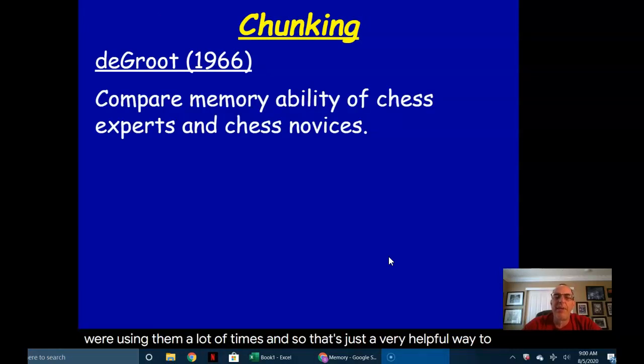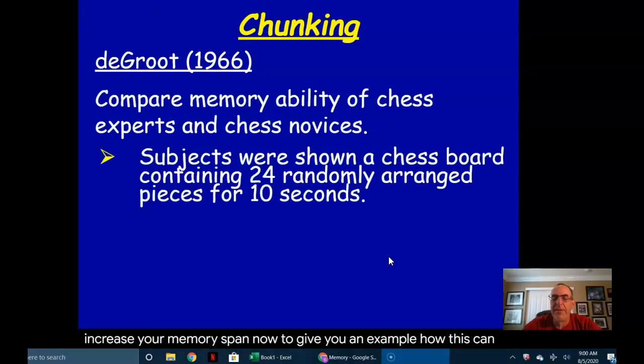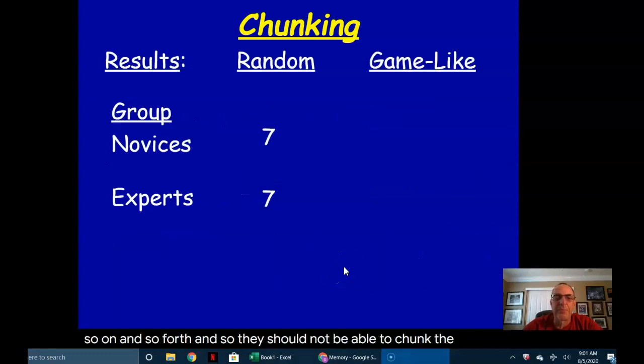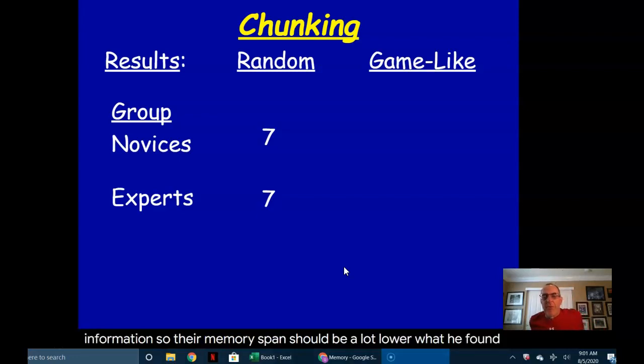Now, to give you an example of how this can actually be done, De Groot in 1966 did a classic study where he had novice and expert chess players study a list of chess pieces on a chessboard for 10 seconds. And after they studied their positions, he then removed all the pieces and asked them to put them back to the original position. Now, the idea here is that the experts, because they understand the game of chess, they have knowledge of the game of chess, they should be able to chunk that information because it's meaningful for them. Whereas the novices, all they know is that they have funny pieces like horses and castles and so forth. And so they should not be able to chunk the information, so their memory span should be a lot lower. What he found out, though, is that in the initial study, when they put the pieces in random order, they had the same recall.